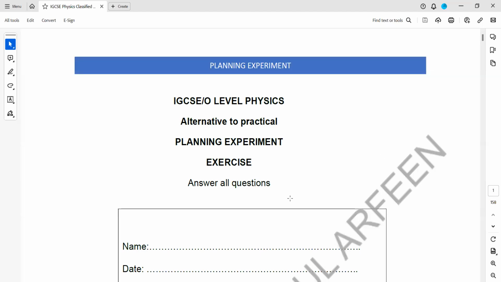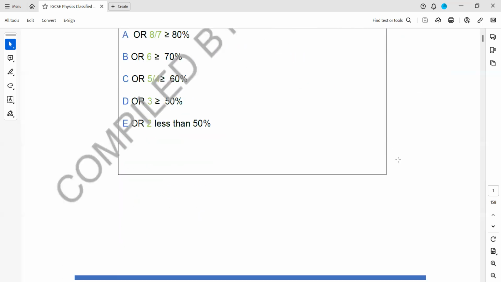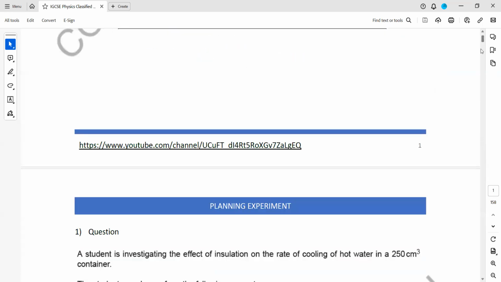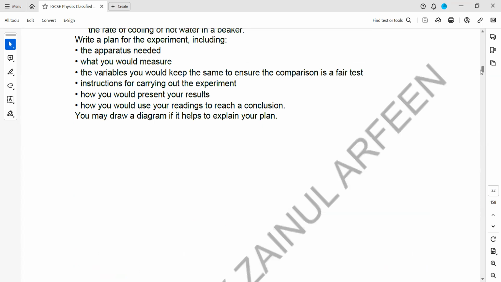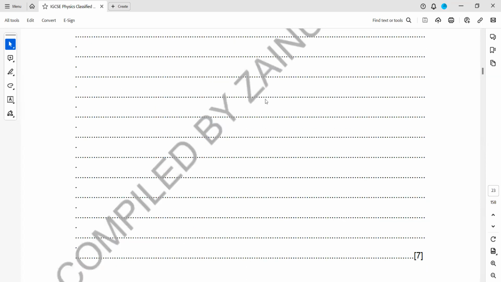So, planning experiment question. You have to plan an experiment. Whenever you are planning an experiment in physics, you should always answer in bullet points.